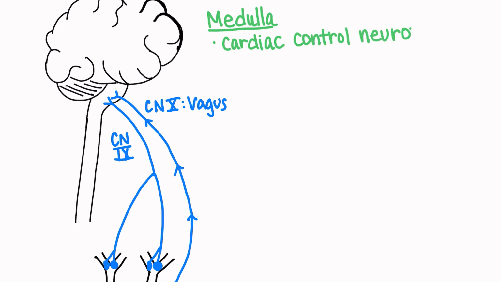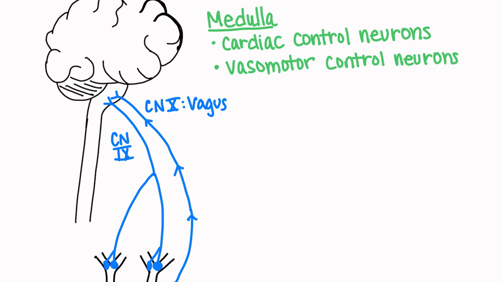And these are ones that are going to make the heart go faster or slower. And then there's also, in the same area, neurons that are dedicated to adjusting blood vessel constriction. So these are the vasomotor control neurons. Pretty cool, right? So the brain is going to get to have input both on heart rate, contractility, as well as vasoconstriction. And so it can also pull all the levers to change blood pressure.